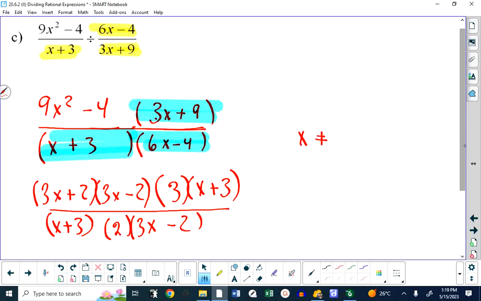X is not equal to -3. X is not equal to 2/3. And that's it.